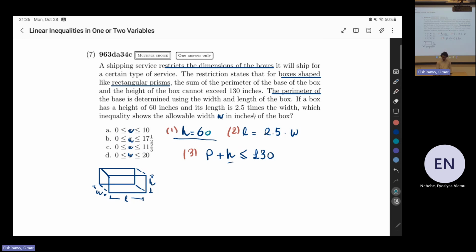So the height is 60 inches, and the sum of the perimeter and the height must be less than 130. So I can simply combine 1 and 3 to get that P plus, instead of H, I'm going to write 60. Is that okay? And this should be less than or equal to 130.